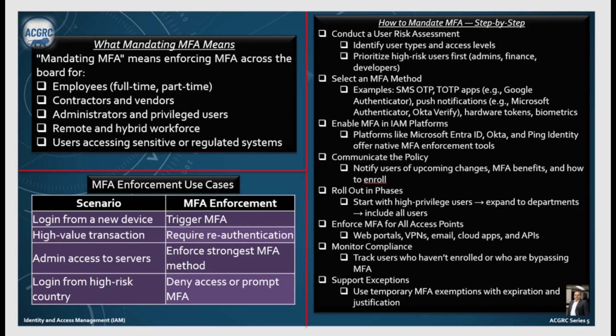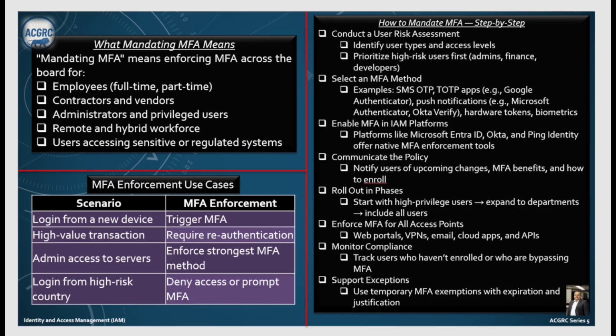So now, how do you mandate MFA? Step 1 is to conduct a user risk assessment. In this, you identify user type and access levels. Prioritize high risk users first, which are admin, finance, and so on.